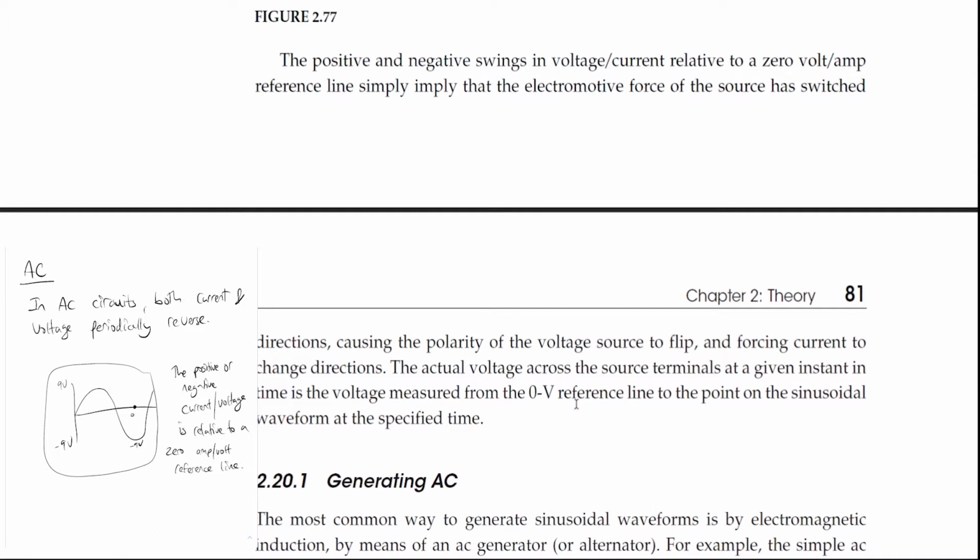Okay, so the actual voltage across the source terminals at a given instant in time is the voltage measured from 0 reference to the point. So the actual voltage, yeah, is 9 volts basically. If you're going here, the actual voltage is still 9 volts. It's just negative in reference to. It'd still kill you, for example, and it's not going to take 9 volts from you. It'd still put 120 volts into you, right?